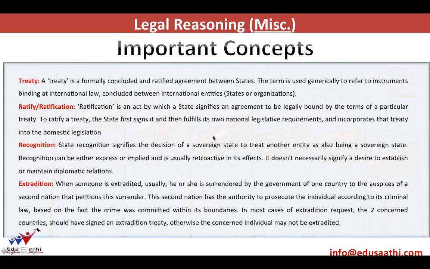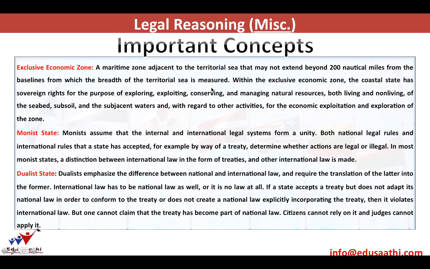Let's understand the basic concepts under international law. First is treaty. It's an agreement between two states wherein those two agree to form a certain treaty and agreement, and it's binding international law. It can be between two states or more than two states, concluded by international entities.